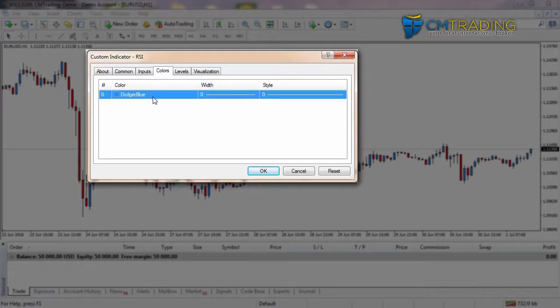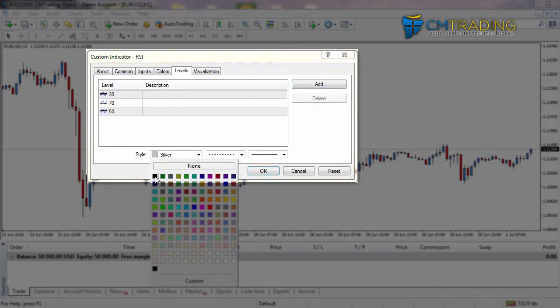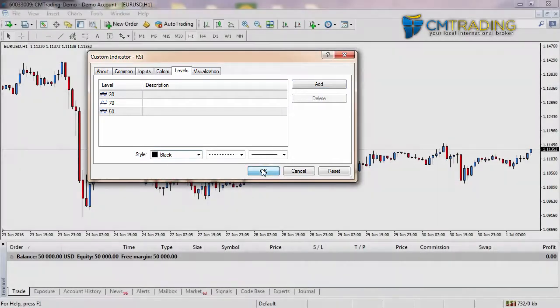Under colors, we can leave it as Dodger Blue, that's fine. And levels. This is where I add a third level just to make life a little bit easier. You can click on the Add button on the right hand side, and you will get this box over here, and we're going to add the level of 50. Next thing I'm going to do, so you can actually see my chart, is change the color to black. And once that's all done, I'm going to click OK.